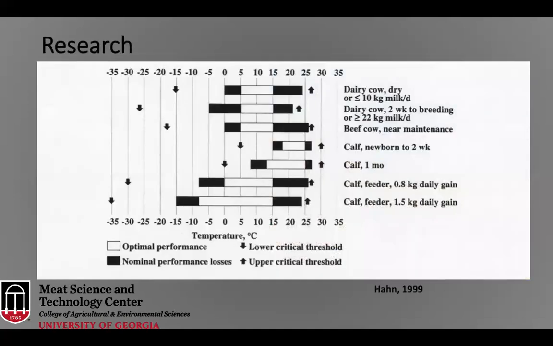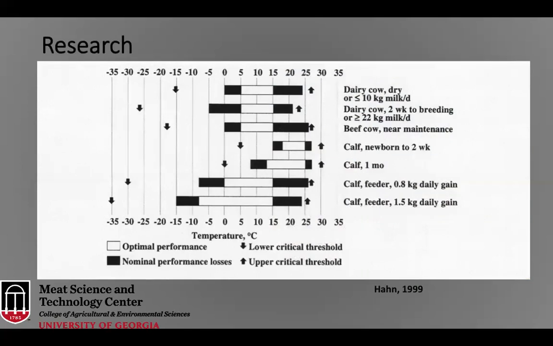So looking at the research behind some of the stuff some people have done with shading, this is one of the things I wanted to personally put in, because this is a really good thing. I'd pause, save this picture. It's really old, but it does show you that threshold where it's going to start affecting cattle performance. They can see right there for different production cycles, white being their optimal temperature, black being their nominal performance losses.